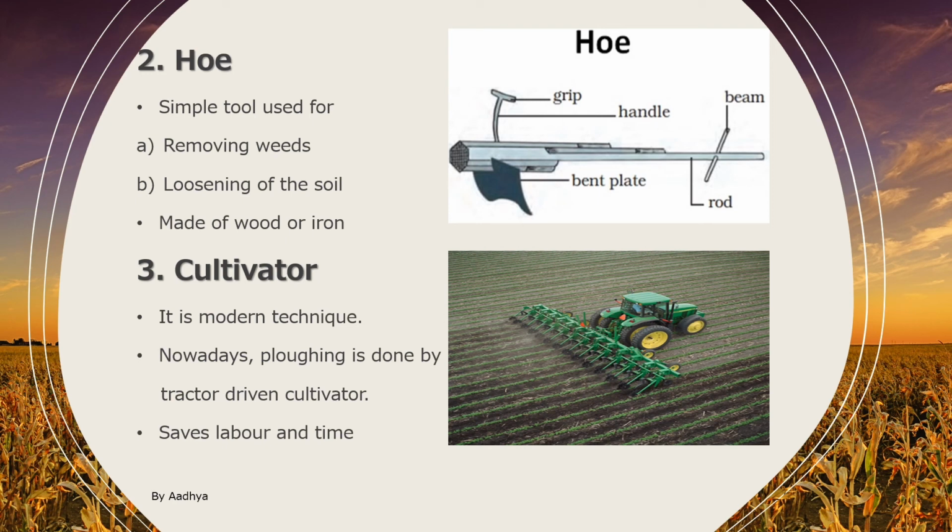The next and the modern technique is the cultivator. Here behind the tractor you can see the cultivator, right? It is the modern technique, and nowadays the plowing is done by the tractor-driven cultivator, and as it covers a large area, it saves time and labor, as it does not require a lot of people or animals, right?